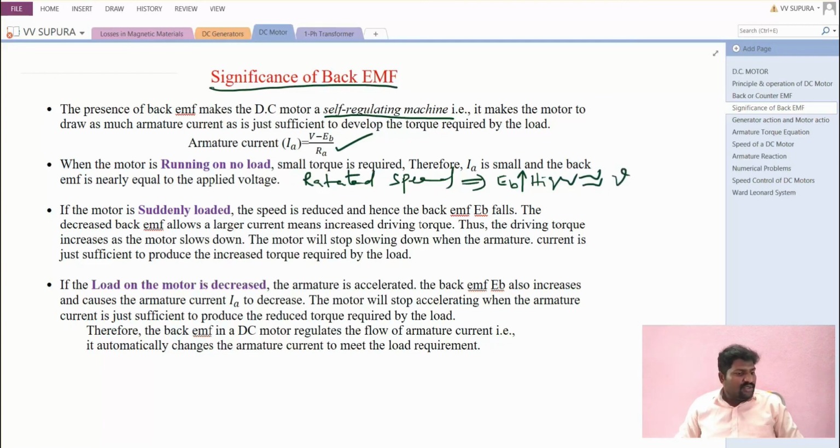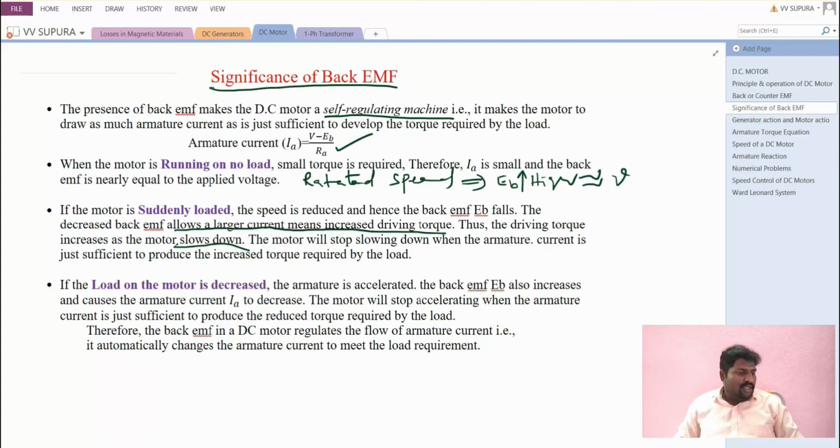If the motor is suddenly loaded, the speed is reduced, hence the back EMF falls. You already know, speed reduced, back EMF falls. The decreased back EMF allows a larger current, meaning increased driving torque. So reduced back EMF allows more current to be drawn from the supply, that is IA. Thus the driving torque increases and the motor stops slowing down when the armature current is just sufficient to produce the required torque. So this is the explanation for the significance of back EMF, why back EMF plays a major role.